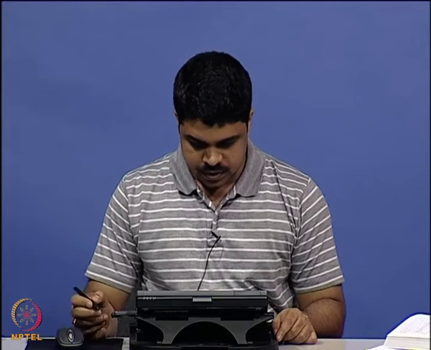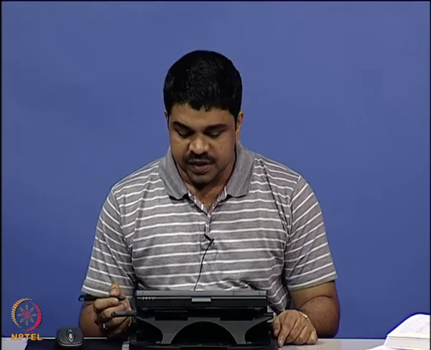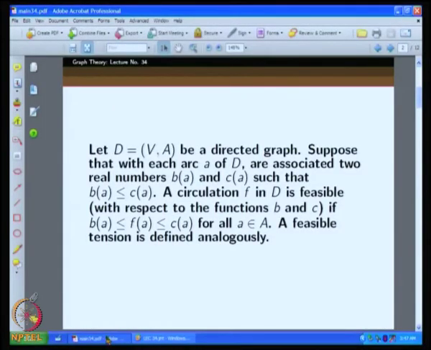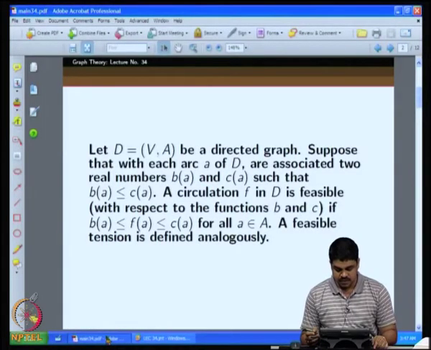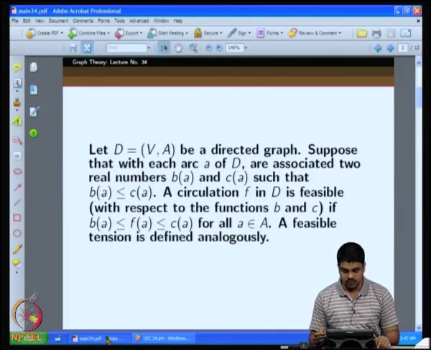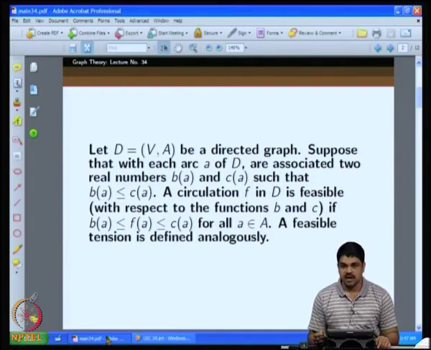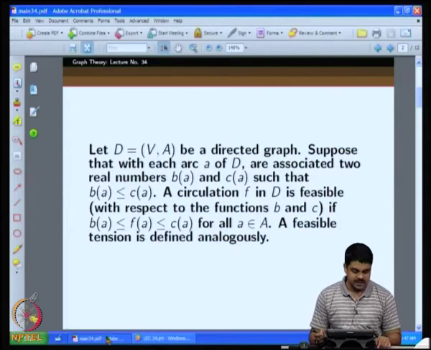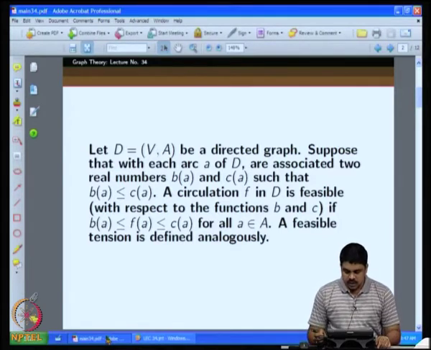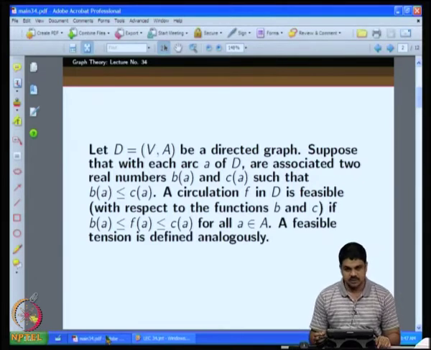So, when I say feasible, we have a directed graph, and with each arc we are associating two real numbers, let us say B of A and C of A. B of A is a lower bound and C of A is an upper bound for the circulation value on that arc, and of course B of A has to be less than or equal to C of A.